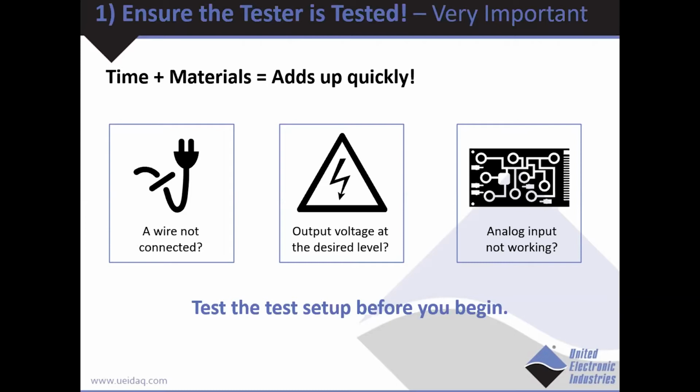So the first one would be a wire's not connected. Now, sure, if we say a wire's not connected, that could be an open circuit, but let's think of short circuits as well. So we want to try to identify those. Output voltage is at the desired level. A simple analog output, you would expect to just output the voltage that you've programmed it to. If I say output 6 volts, I expect 6 volts.